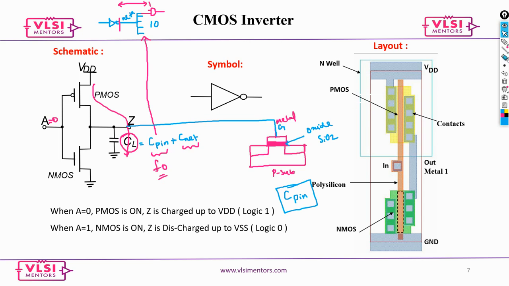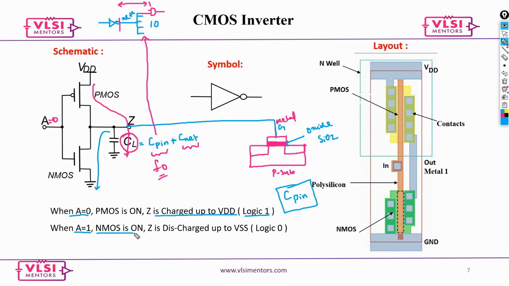Now, so we were talking about when A is 0, your PMOS is on, and this PMOS is charging this load cap. So load cap charging means it is pulling the gate potential to VDD. So the node Z is charged up to VDD. That's logic 1. And when A is 1, whatever charge is on that cap is discharged.